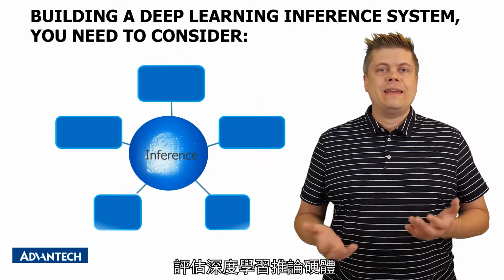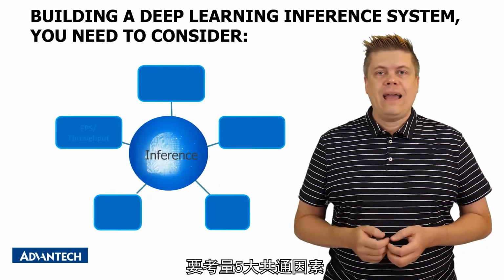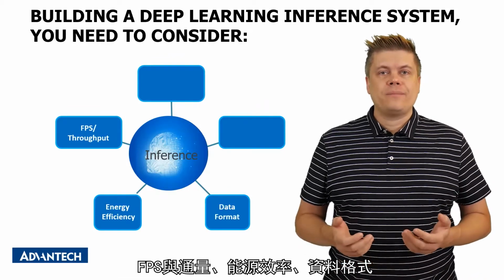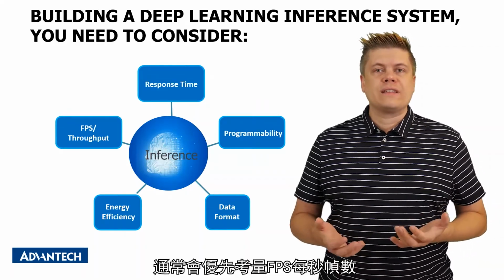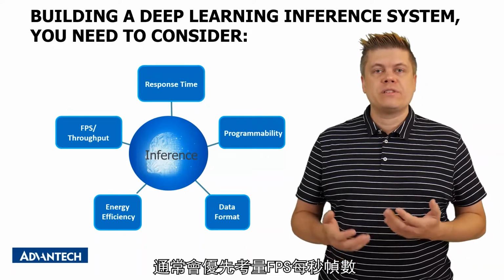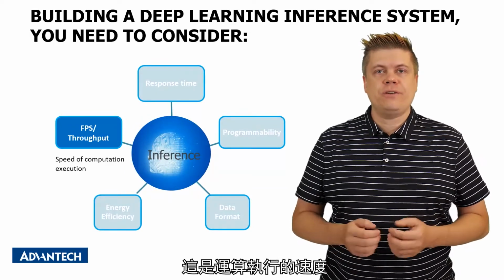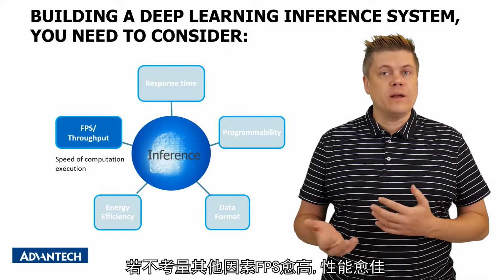When evaluating deep learning inference hardware, here are the 5 common factors to consider: FPS and throughput, energy efficiency, data format, programmability, and response time. Normally, the first thing to look at is FPS, frames per second, or throughput. It is the speed of computation execution. If you only consider FPS, the higher number indicates better performance.